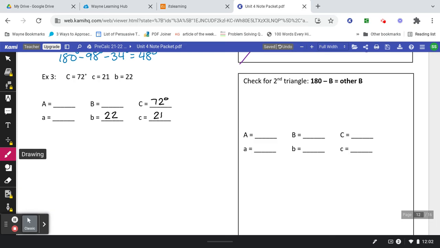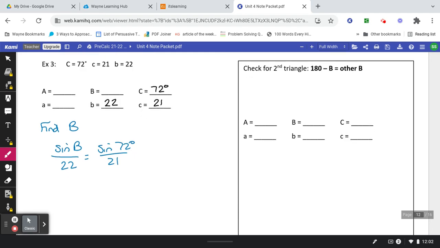And our first step, we're going to start to find angle B. And again, because we are trying to find one of those angles, you have the sine B right there. You are going to need to inverse at the end. So we are going to cross multiply the two that we know and divide by the other one. Into your calculator, type 22 times the sine of 72 divided by 21. Then make sure you inverse sine the answer.